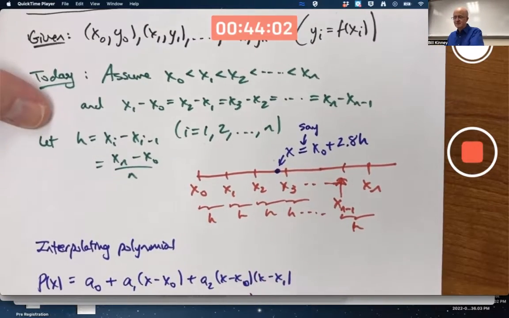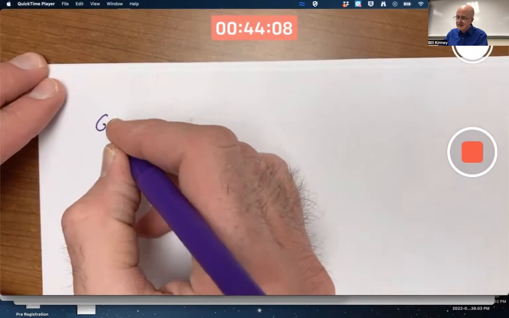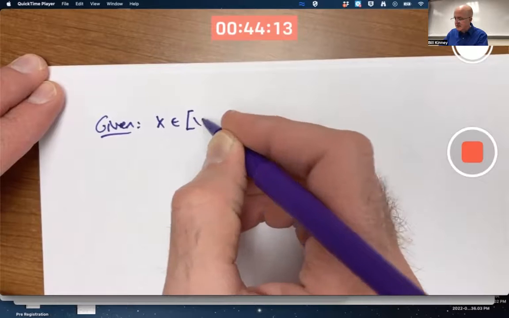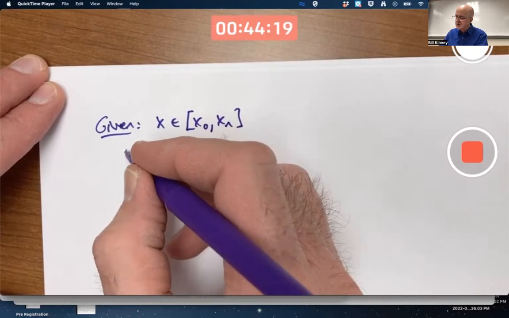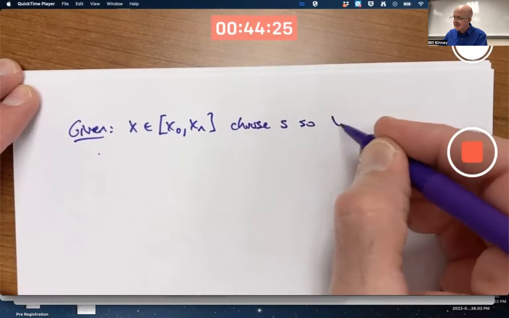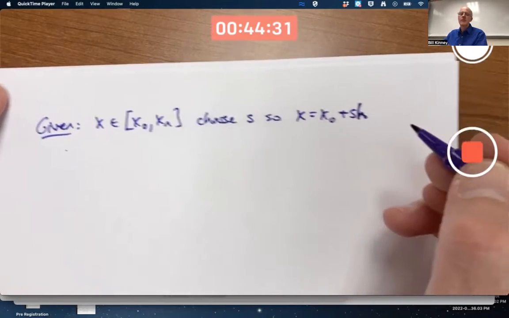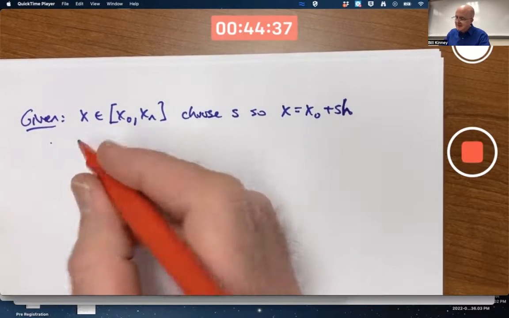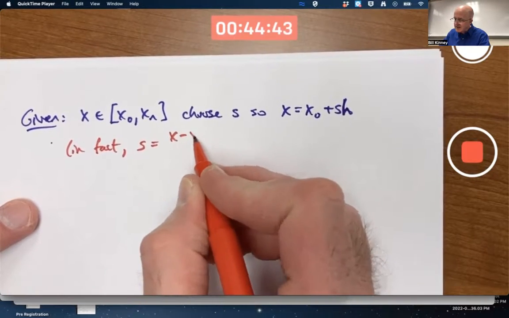In general, for an arbitrary x, given x in the interval from x0 to xn, using interval notation there, choose s so that x equals x0 plus s times h. Such an s will exist. In fact, s will equal x minus x0 divided by h.